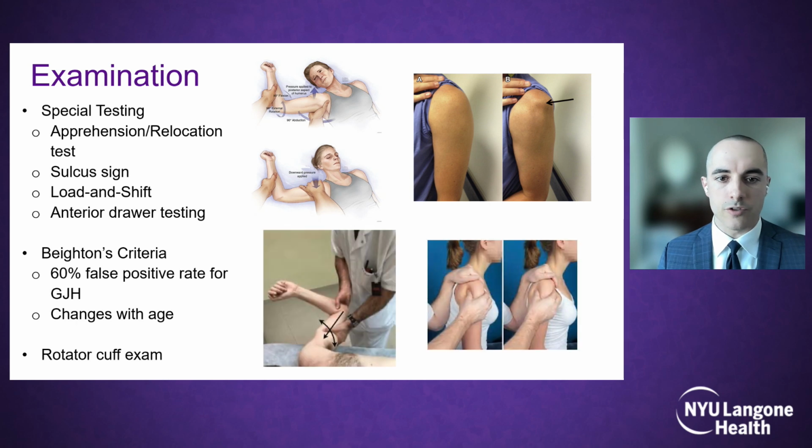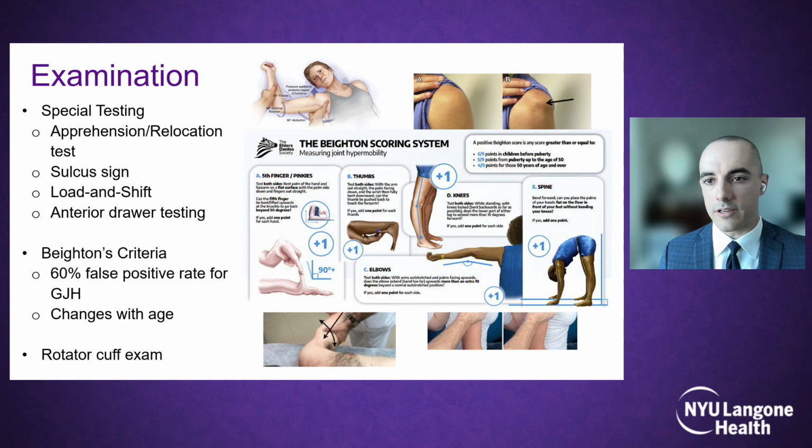You can also perform a load and shift or an anterior drawer test to assess the degree of anterior laxity. To get a good history of hyperlaxity, you can use what's called the Beighton criteria, which is a summary of different variations of testing of the joints of the hand, as well as the elbows and the knees, to determine the patient's baseline hypermobility. The difficulty with this criteria is that it has a relatively high false positive rate in the glenohumeral joint, since it already has a relatively high degree of laxity and motion, even in a normal patient.